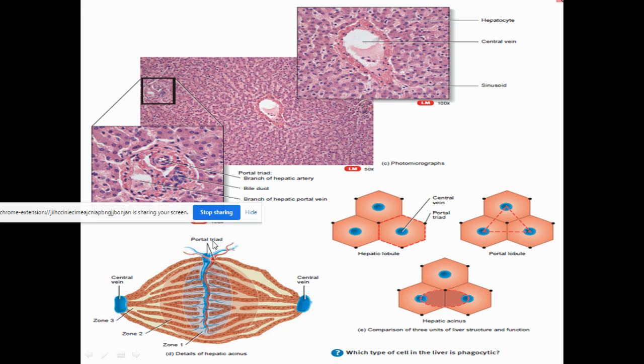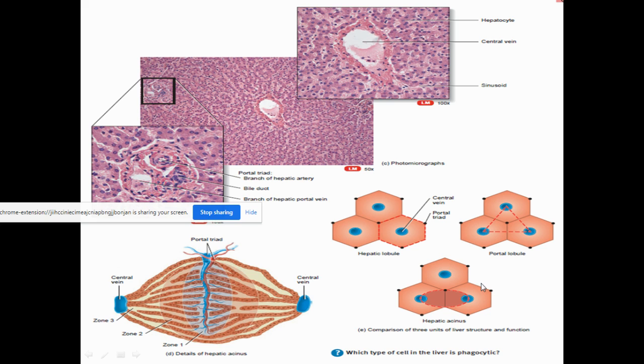Whichever is closer to the portal triad receives a rich supply of all three things: bile duct, hepatic artery, and hepatic vein. All are very important. The hepatic artery brings oxygenated blood, whereas the hepatic portal vein brings all the absorbed nutrients. Not only absorbed nutrients, it also brings digested forms of food, toxins, or bacteria along with the absorbed food from the intestine. So the three zones are very important.